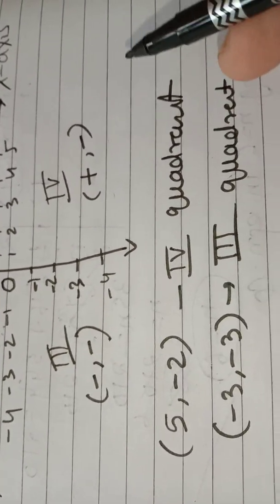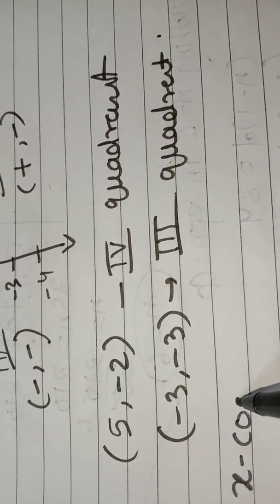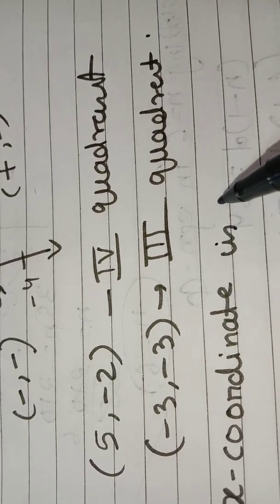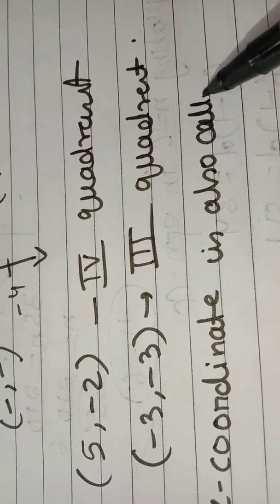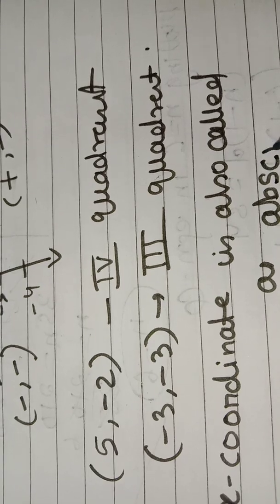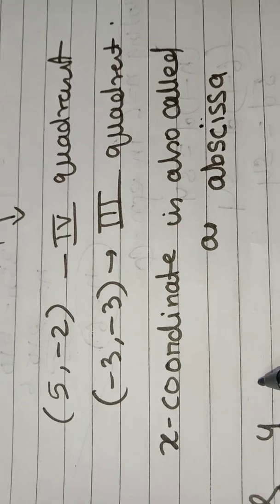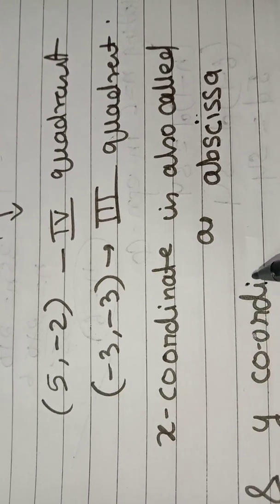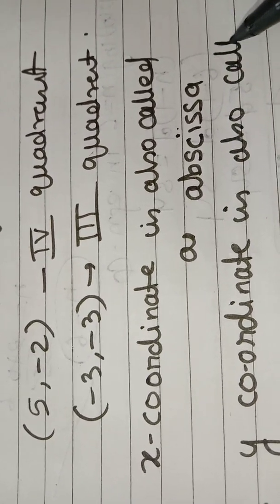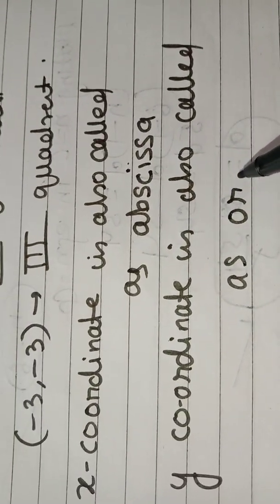Then in 9th standard you have done that the x-coordinate is also called the abscissa. Okay, and the y-coordinate is also called the ordinate.